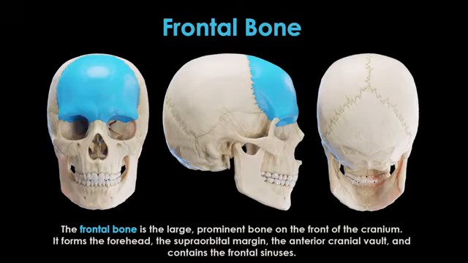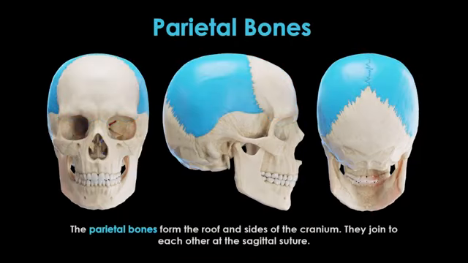The posterior edge of the frontal bone articulates with a pair of bones called the parietal bones. The parietal bones form the roof and sides of the cranium. They join to each other on the vertex of the skull at the sagittal suture. Each bone has a central prominent bulge on its outer surface called the parietal eminence.